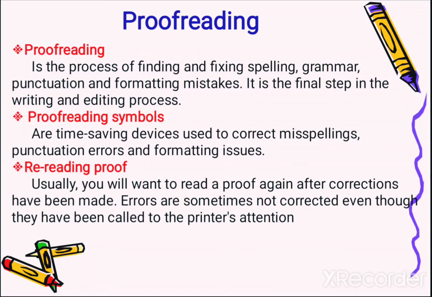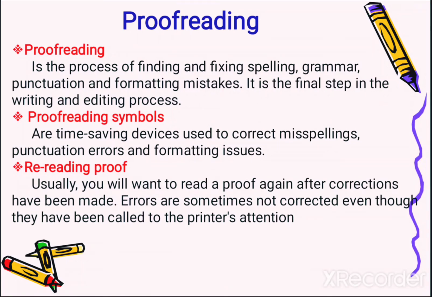Okay, then what is rereading proof? Rereading proof is nothing but reading a proof again after corrections have been made. You have already done the correction, and after that you should read that proof again. Errors are sometimes not corrected even though they have been called to the printer's attention. We have done the correction in the news story, but if you read that story again, there may be more corrections. That is rereading proof.